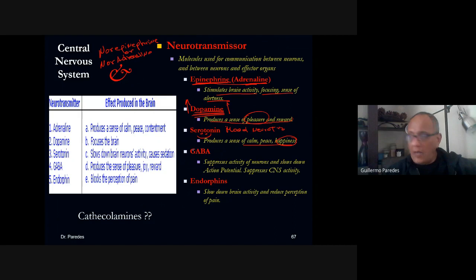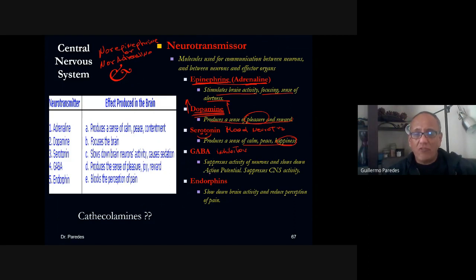GABA. GABA is gamma-aminobutyrate, which is an inhibitor. So it is going to basically calm you down, relax. Your muscles are going to be calmer. For example, if you don't have GABA, you start to shake. You're going to start shaking. So that is what GABA is doing. GABA suppresses activity of neurons and slows down action potential.